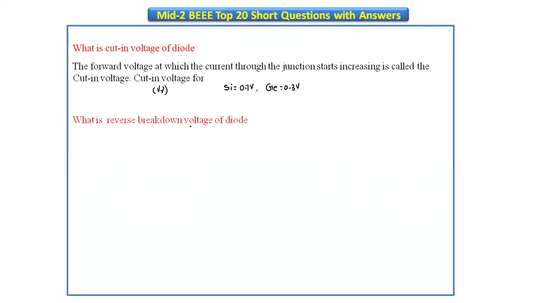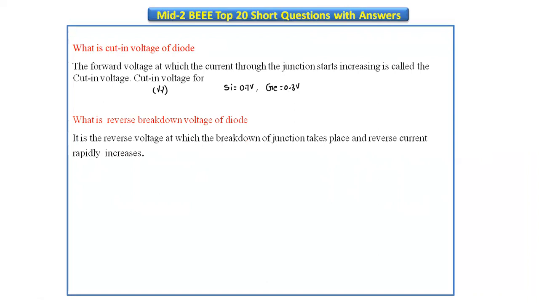What is reverse breakdown voltage of the diode? It is the reverse voltage at which the breakdown of the junction takes place and the reverse current increases rapidly. It is called the reverse breakdown voltage. Here, this reverse breakdown voltage is denoted by VBR. VBR, reverse breakdown voltage.